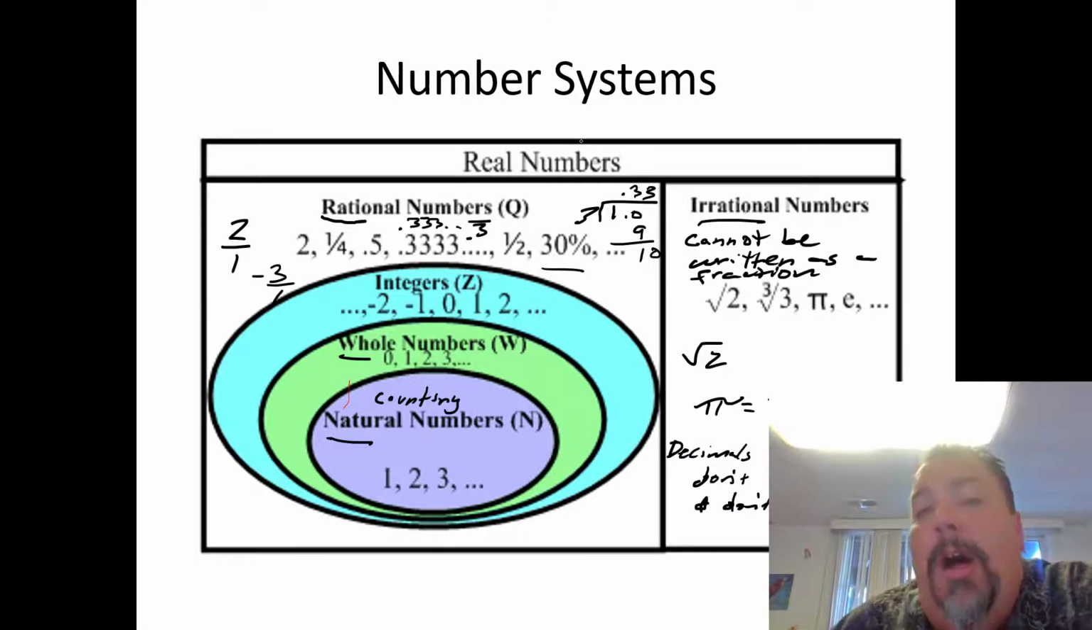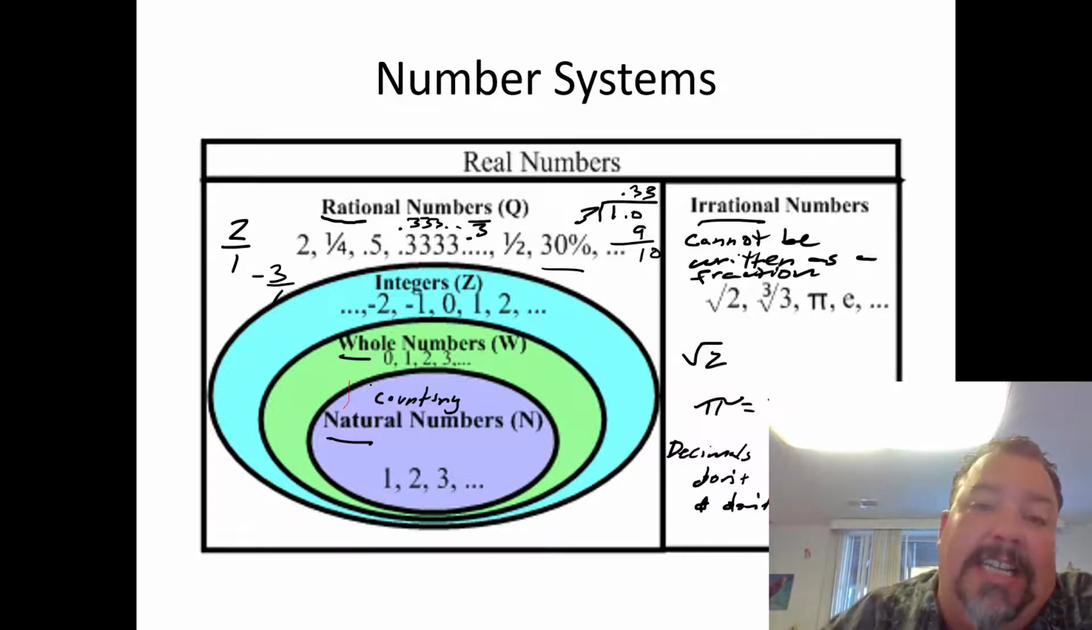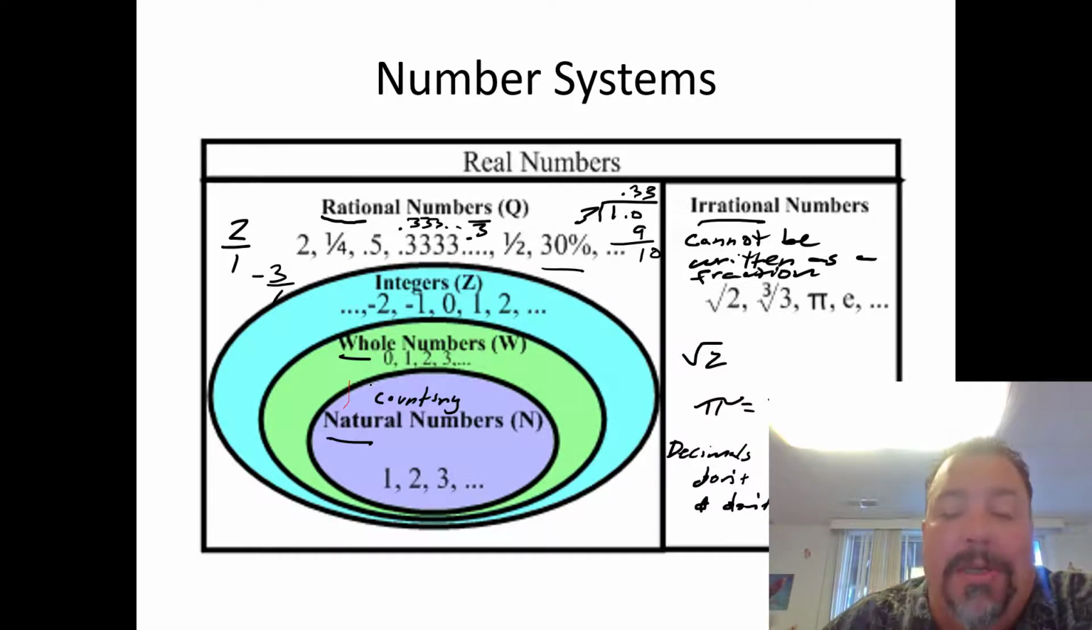And then including all these numbers, the rationals and the irrationals, we have the real numbers. Now, you have to keep in mind that this Venn diagram is like a set of nesting dolls, like the Russian dolls, where one doll is inside of another doll, which is inside another doll.